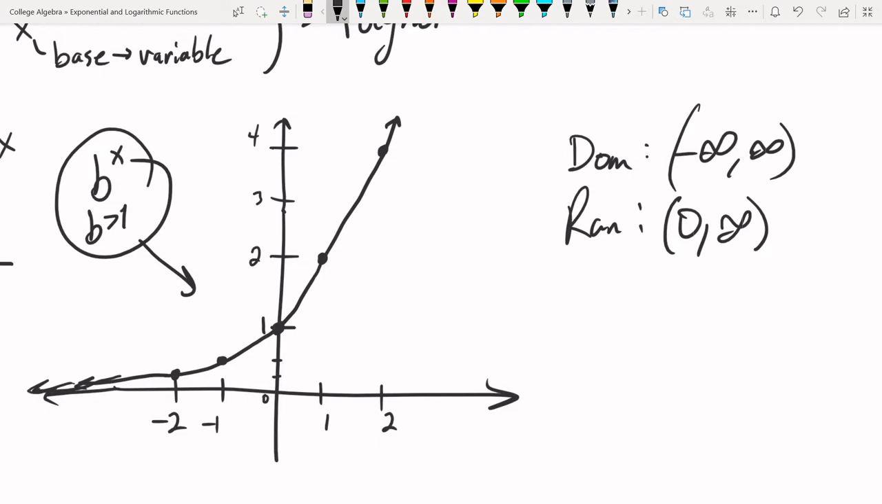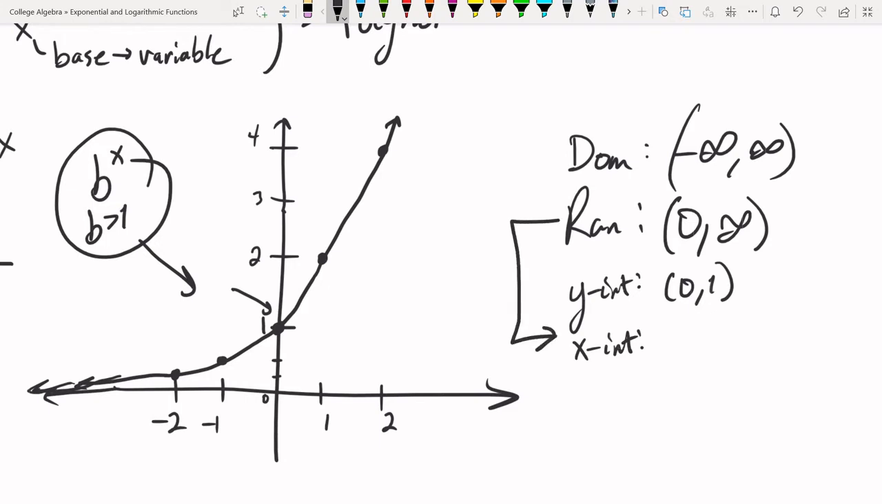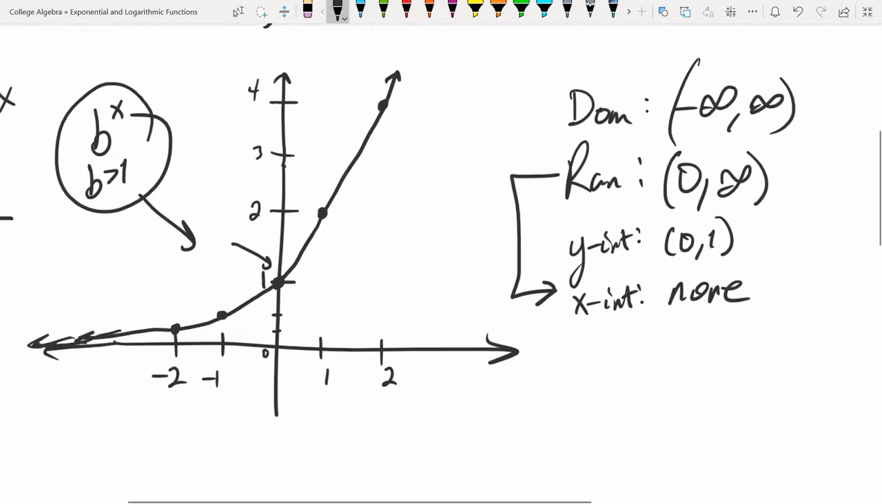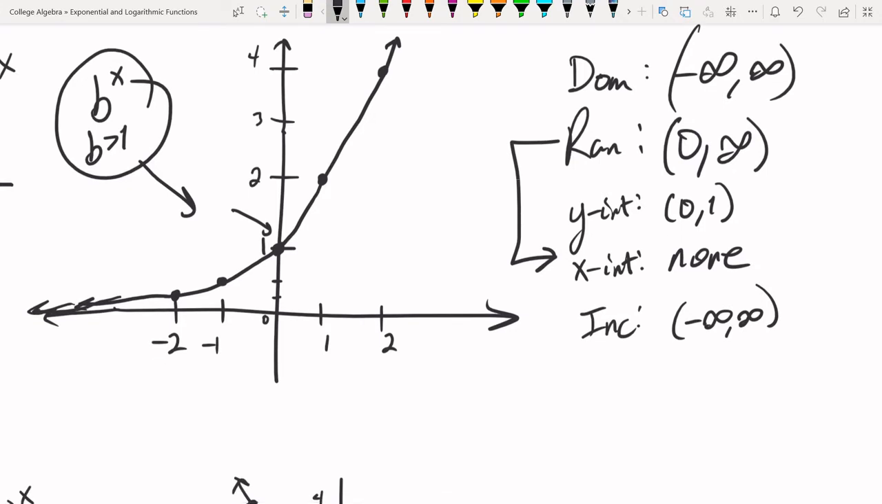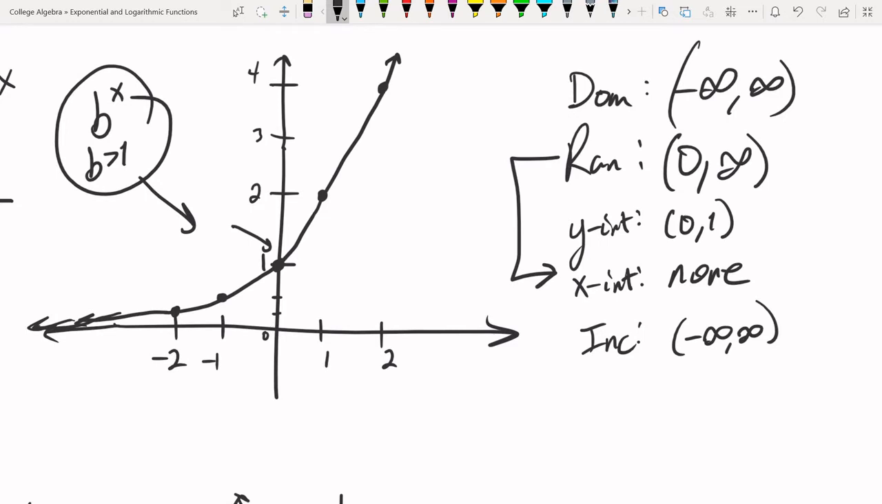Okay, y-intercept. There's a y-intercept right there at (0, 1). X-intercept. Well, I just told you the graph never crosses the x-axis, which means there is no x-intercept. Increasing, decreasing, constant. This is always increasing. It's increasing on its entire domain. So decreasing and constant, there are no intervals of that. And there is no symmetry here.